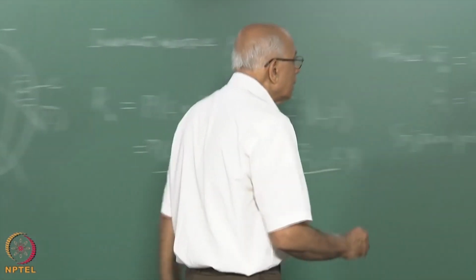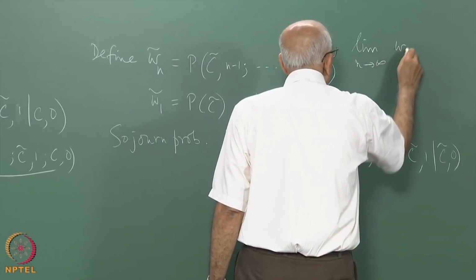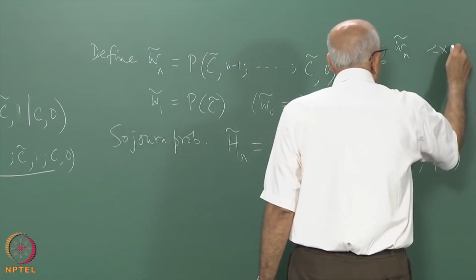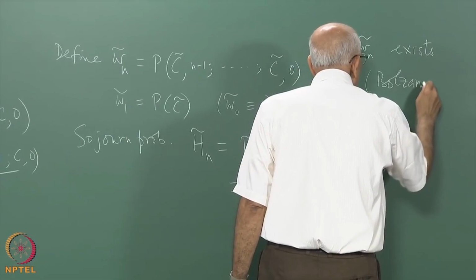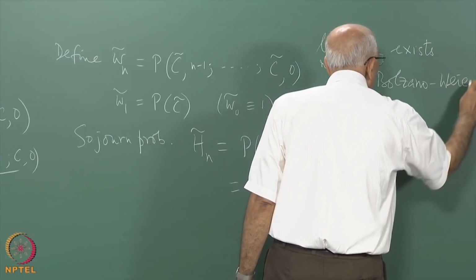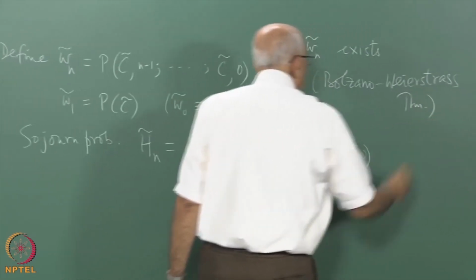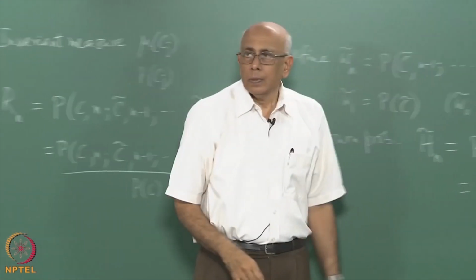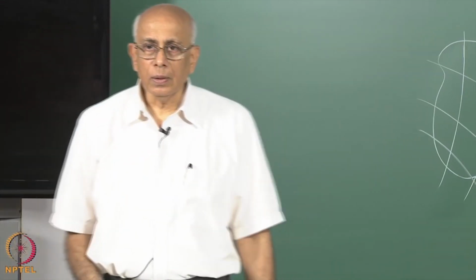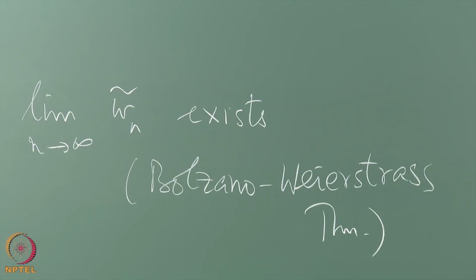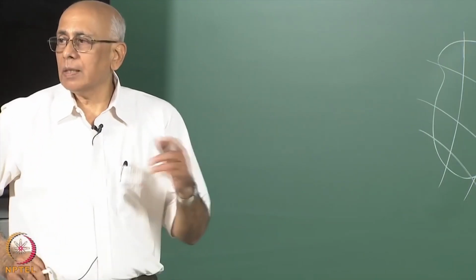So we are guaranteed the limit as n tends to infinity of Wn tilde exists, and this is the so called Bolzano-Weierstrass theorem, okay. It is a decreasing sequence, but the limit need not exist at all. But now we are guaranteed by this theorem that if it is a decreasing sequence bounded from below, then the limit exists, and it is bounded from below by 0 because it is a probability.